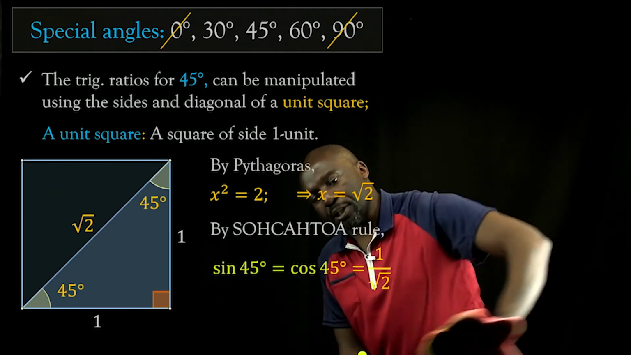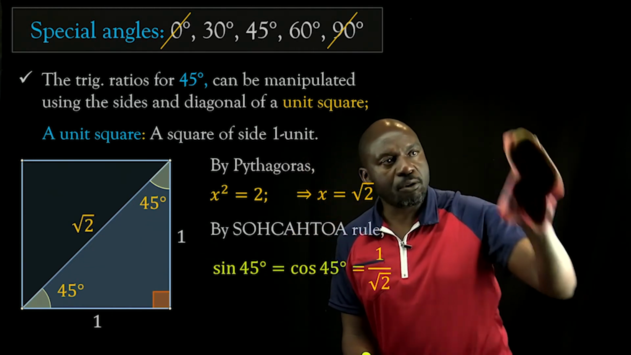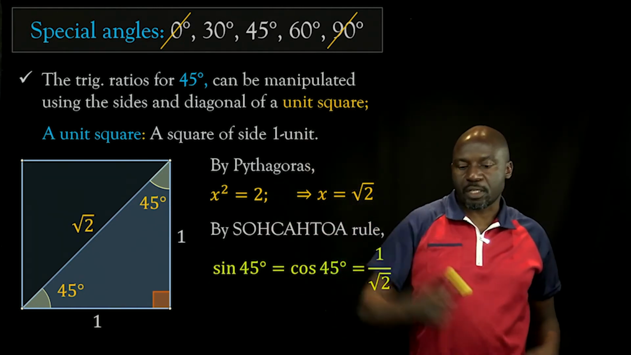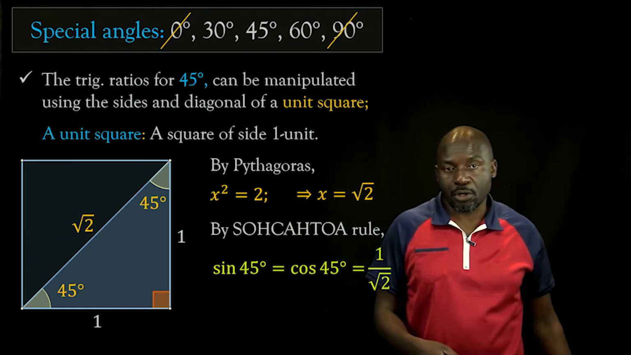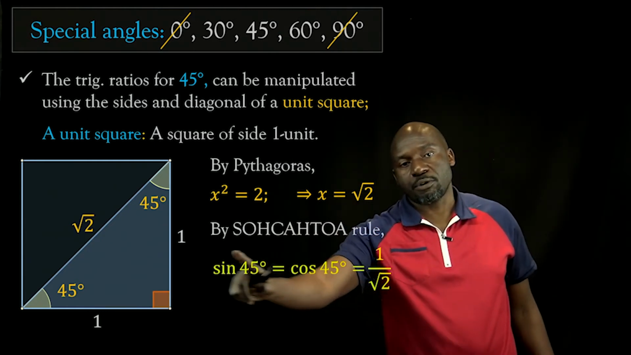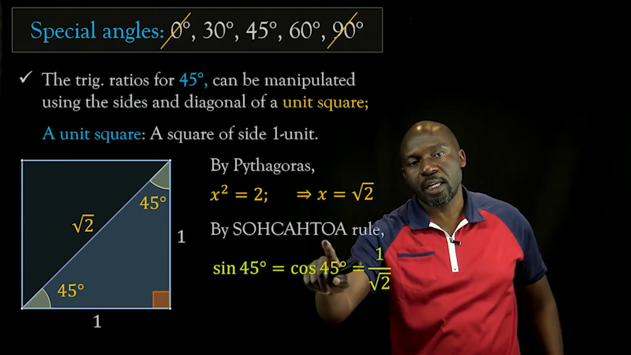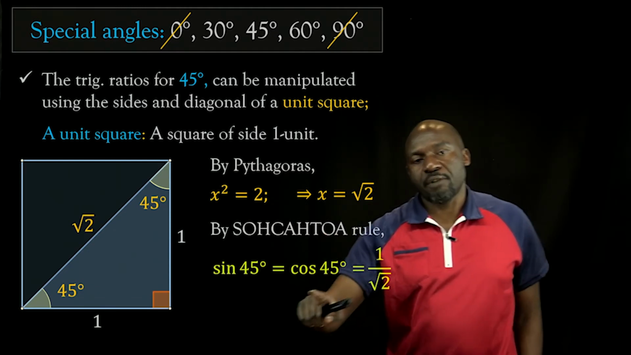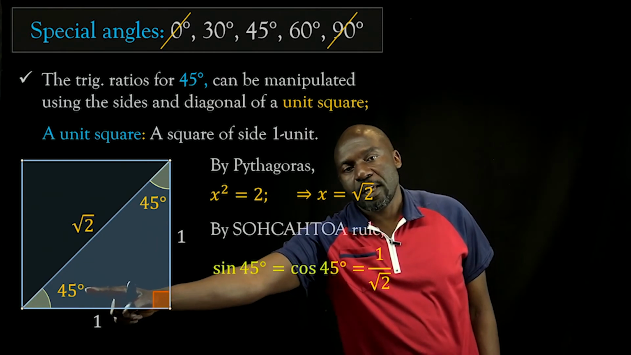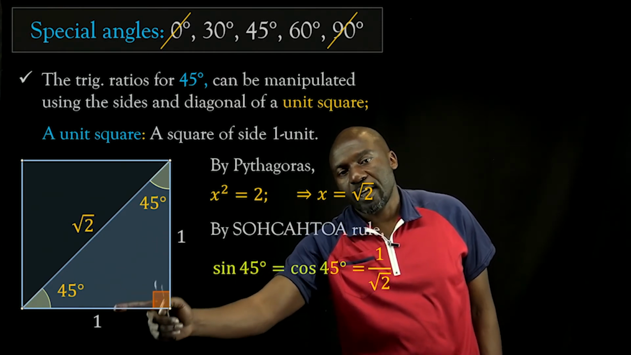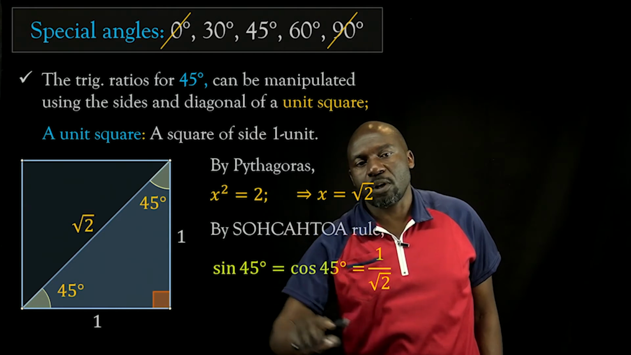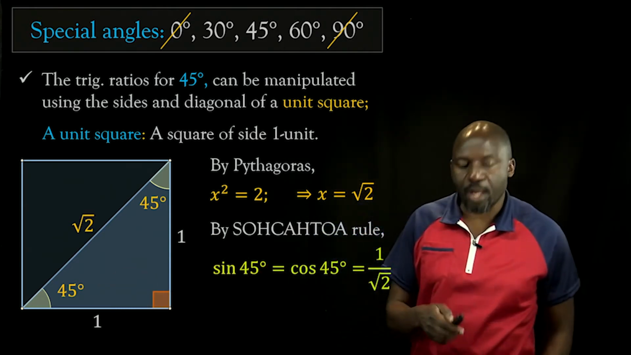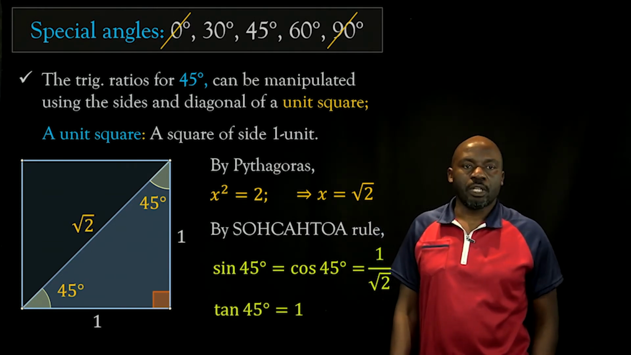What about the tangent? Well, we can use sine and cosine like we did earlier to find the tangent, but it is easier to just look at the triangle and use SOHCAHTOA, from the last part of SOHCAHTOA, that is TOA. The tangent of an angle is the opposite over the adjacent, and therefore, relative to this angle here, the opposite is 1 and the adjacent is 1, and therefore the tangent of 45 is 1 over 1, or just 1.